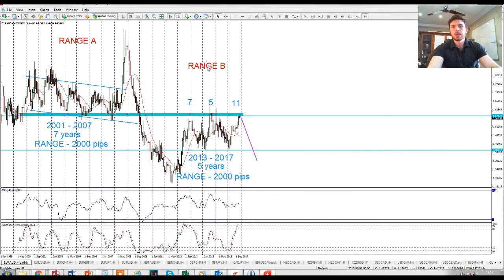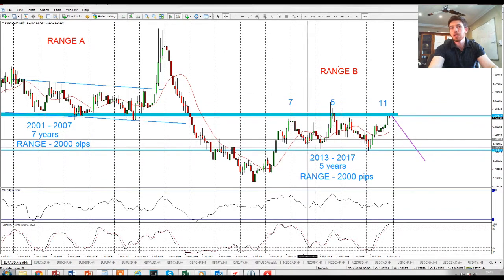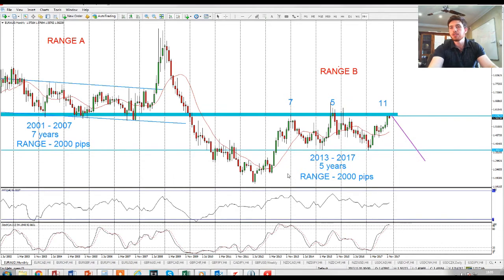Okay, so range B is there. As you can see, we're looking at the same thing, 2,000 pips on the average range. It's currently at 5 years' worth of ranging from this point here, moving into the range, followed by this ranging. So you can even say it's about 4 years' worth of confirmed ranging, but as you can see, it's moving in the range of about 2,000 pips.